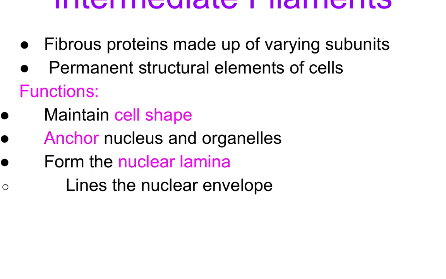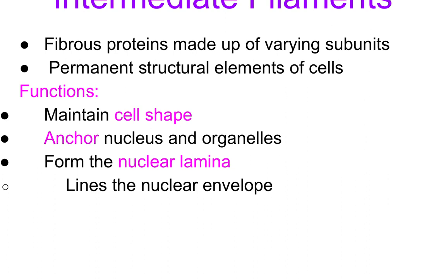Intermediate filaments are fibrous proteins. They're made up of a variety of subunits. We're not going to learn specifics, but they're a permanent structural element in the cell. They don't just appear at special times during the cell cycle. They function to maintain cell shape, and they anchor the nucleus and other organelles inside of the cytoplasm.